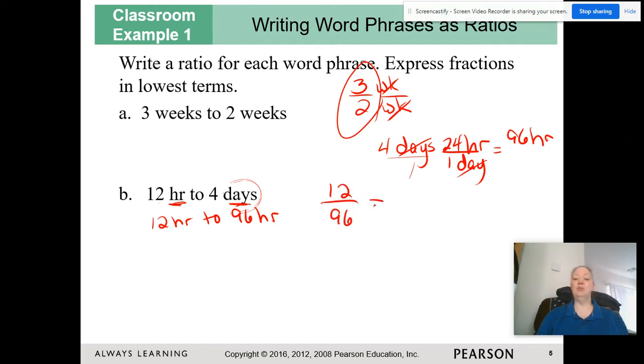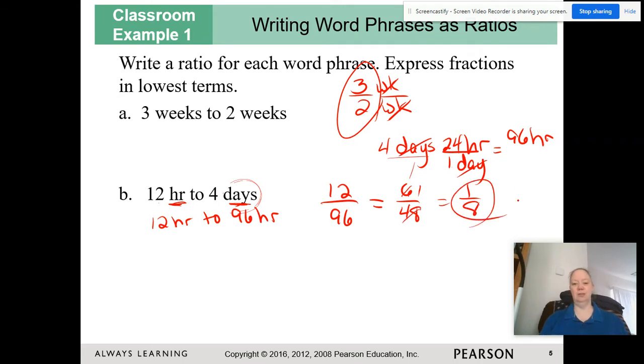You can reduce these. This does reduce. Let's just do it the hard way. 2 goes into 12 6 times, 2 goes into 96 48 times, 6 goes into 6 1 time, and 8 times. So 1 over 8. There we go.